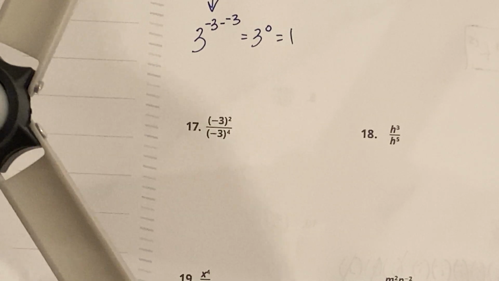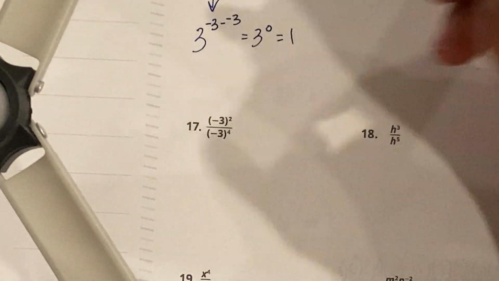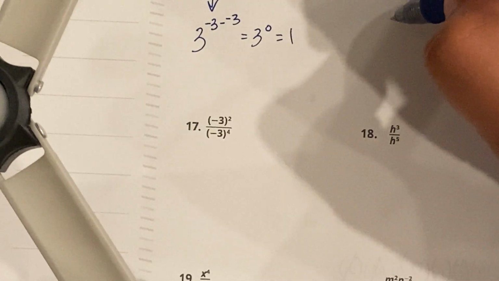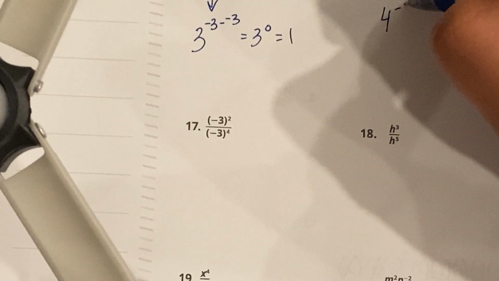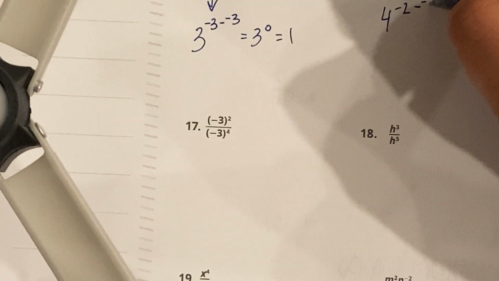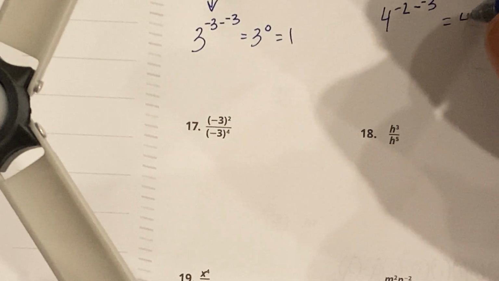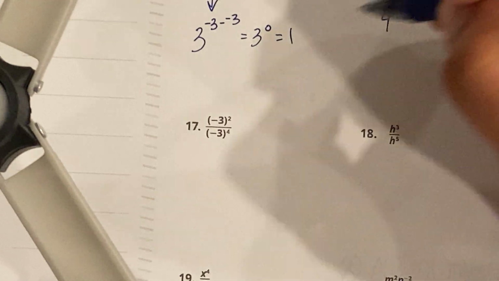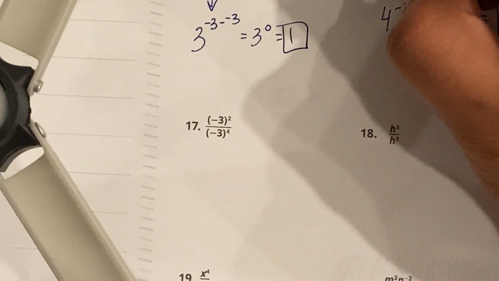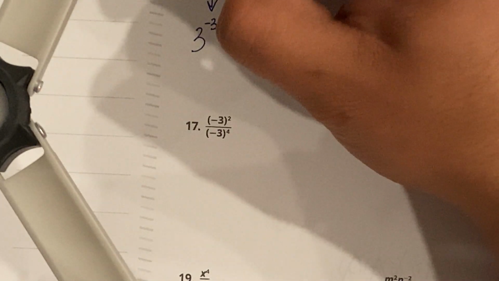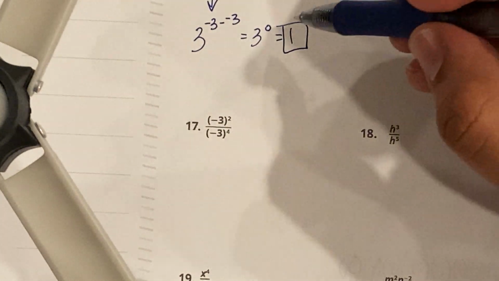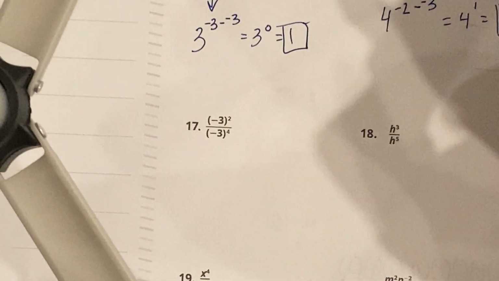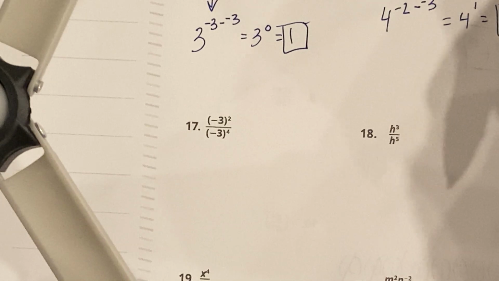Interesting. This is us just having to subtract it because this is the quotient rule. So 4 negative 2 minus negative 3, that gives me 4 to the 1, which is just 4. Okay. Put a little star next to this. Ask your teachers. These are interesting problems. This is not on the star. The bottom problems are on the star, okay?